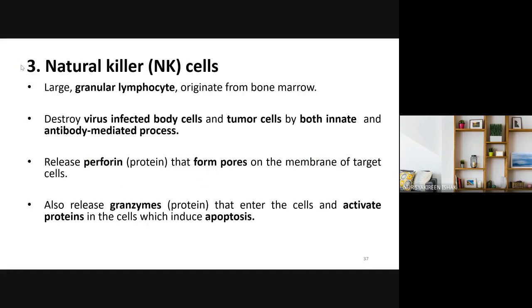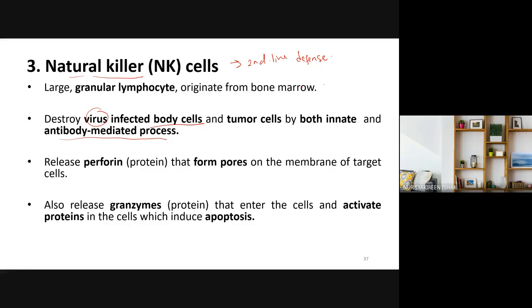Okay, so the third of the second line defense is the natural killer cell. Okay, second line defense. Okay, so the natural killer cell or the NK cell. So they are large granular lymphocytes, okay, originate from the bone marrow, destroy virus infected body cells. Okay, the host cell that is infected by the virus will be destroyed by the NK. Okay, so the NK will also destroy tumor cells by both innate and antibody mediated processes.